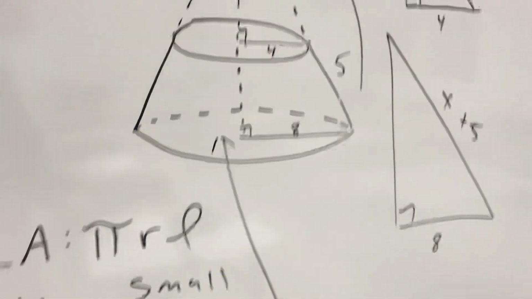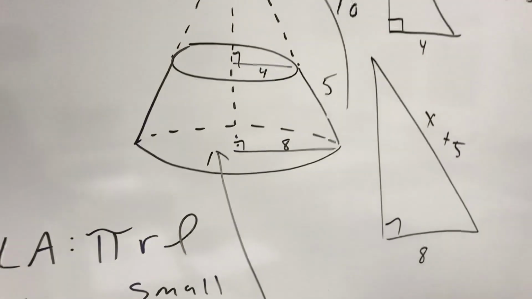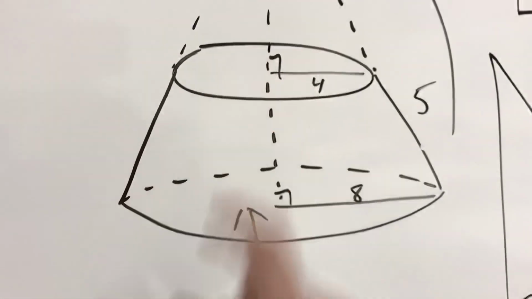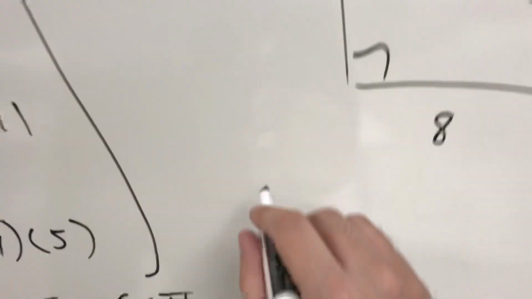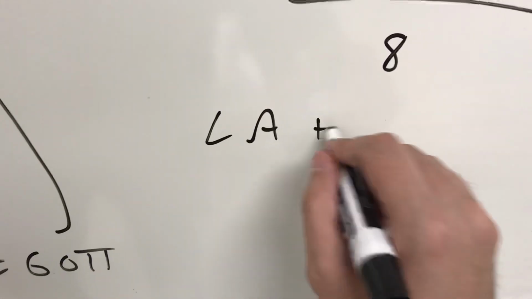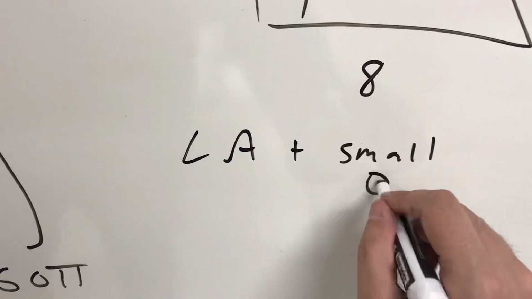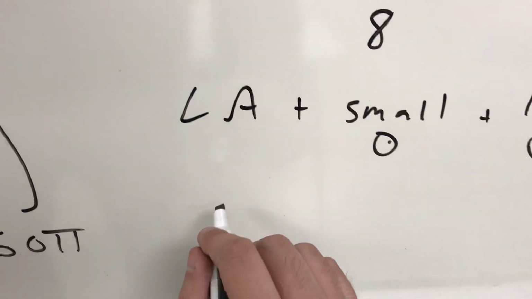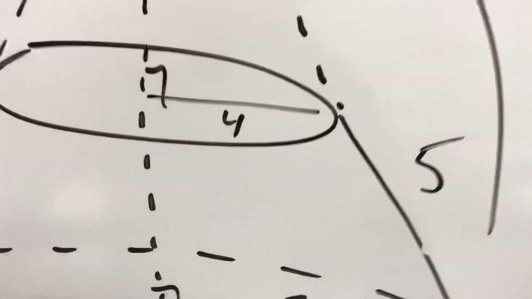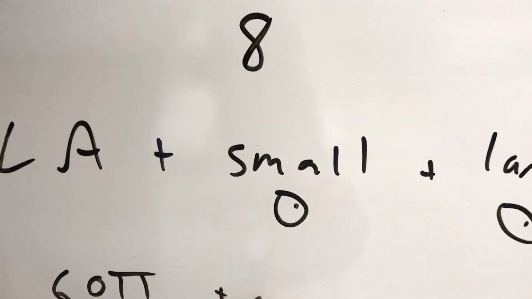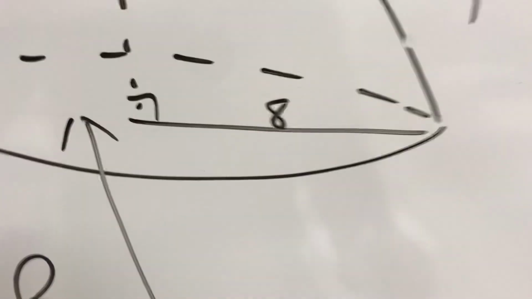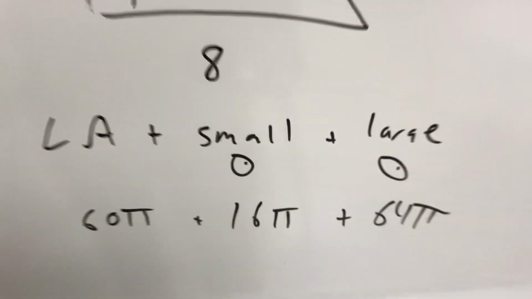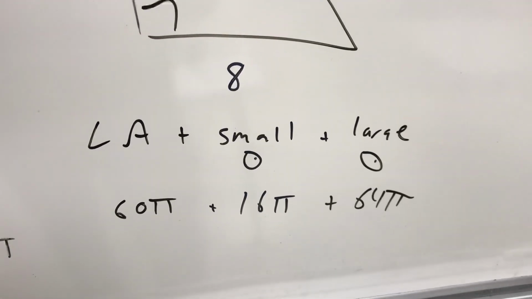Now, it didn't ask for just the lateral area of the frustum. It asked for the total surface area. So you've got that 60 pi. You've got to add the circle on the top, and you've got to add the circle on the bottom. So we've got the lateral area plus the small circle plus the large circle. Lateral area we found to be 60 pi. Small circle area is going to be 16 pi. And the large circle area is going to be 64 pi. Anyway, I'll let you add those up, but that's what's going on there. Pretty cool problem, frustum.